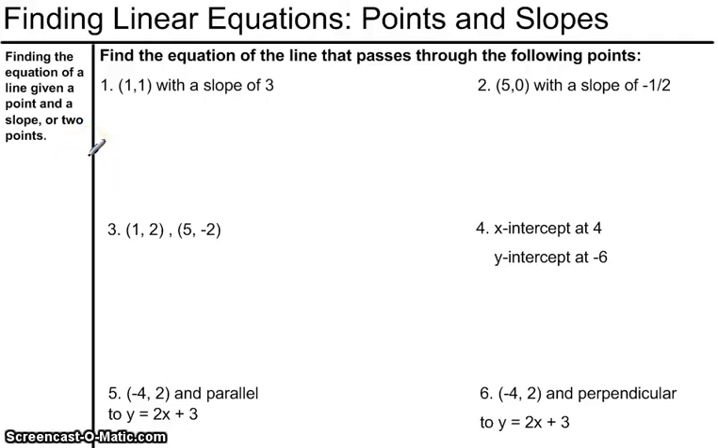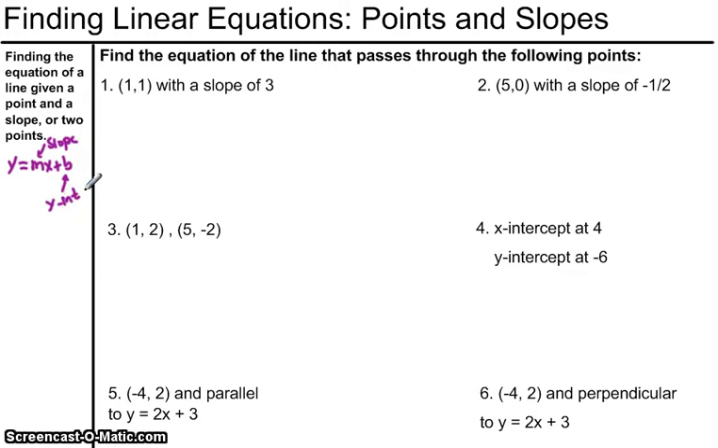In this video, we'll talk about finding a linear equation given a point and a slope, maybe 2 points, or other information that isn't necessarily the slope and the y-intercept. So, speaking of slope and y-intercept, whenever I think of a line, I always think of slope-intercept form. Y equals mx plus b, where m is the slope and b is the y-intercept.